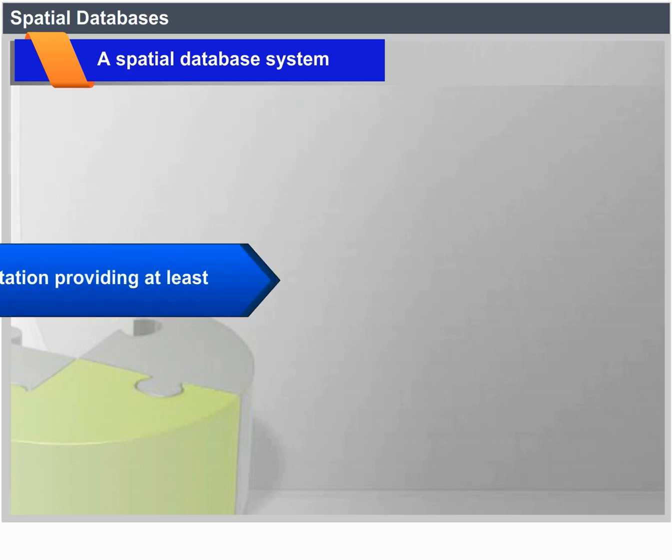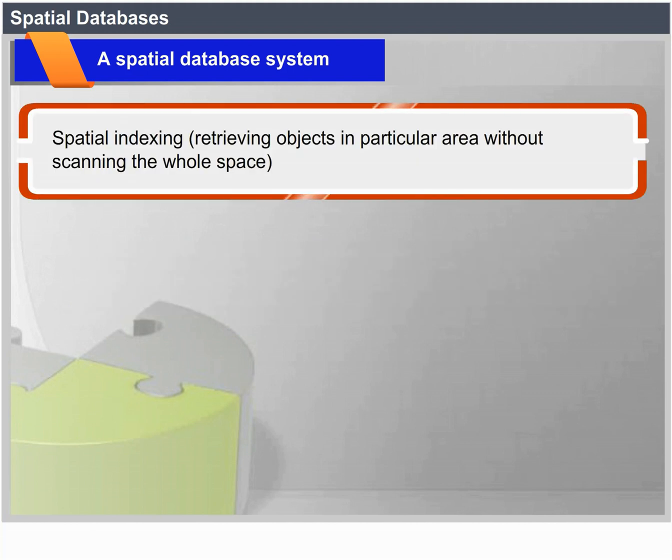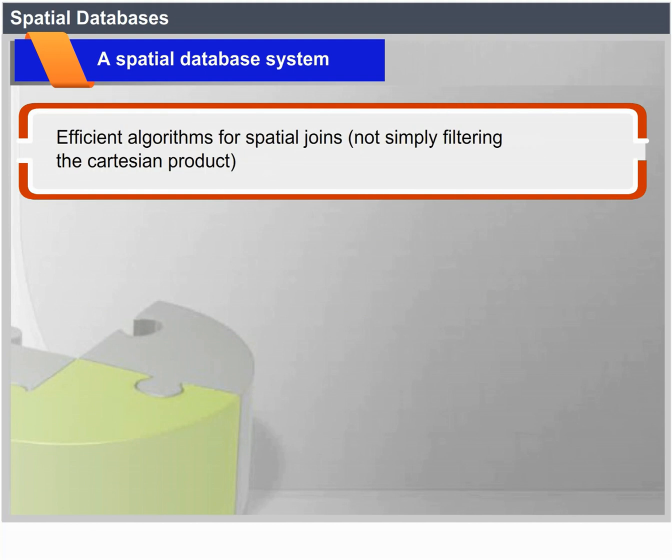It supports SDTs in its implementation, providing at least spatial indexing, retrieving objects in a particular area without scanning the whole space, and efficient algorithms for spatial joins, not simply filtering the Cartesian product.